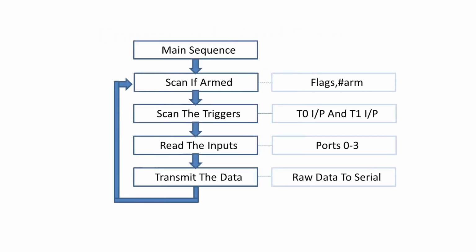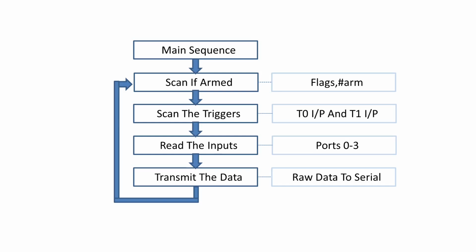So, the main sequence, the code on the microcontroller has got 2 streams. There's the main sequence and there's the serial interrupt sequence. Let's look at the main one to start with. This is the one that actually collects the data. When you go into it, it will start scanning to see whether it's been armed or not. If it's not armed, it'll just sit there.